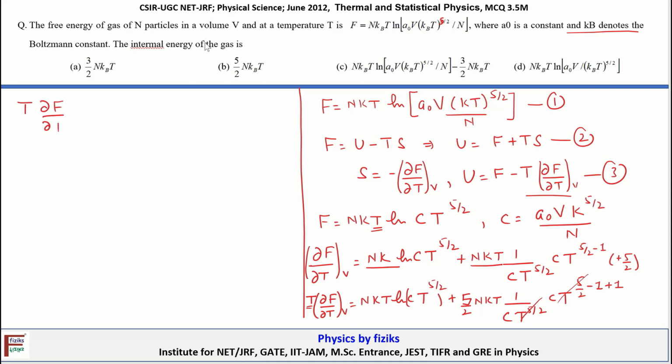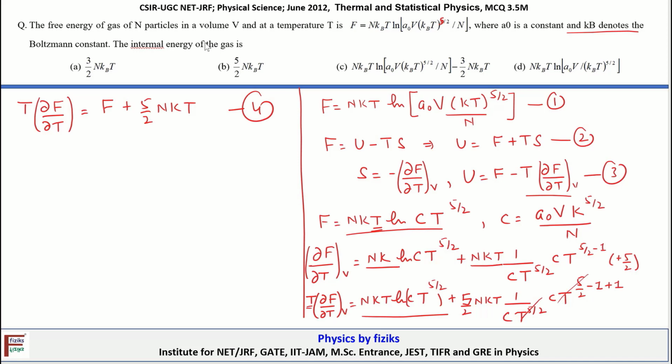So from here we notice that T dF by dt is equal to, now if you just take a look at this expression, this is nkT ln CT power 5/2. Okay, so this is nothing but F. So T dF by dt is equal to F plus 5/2 nkT. So let me call this equation 4.